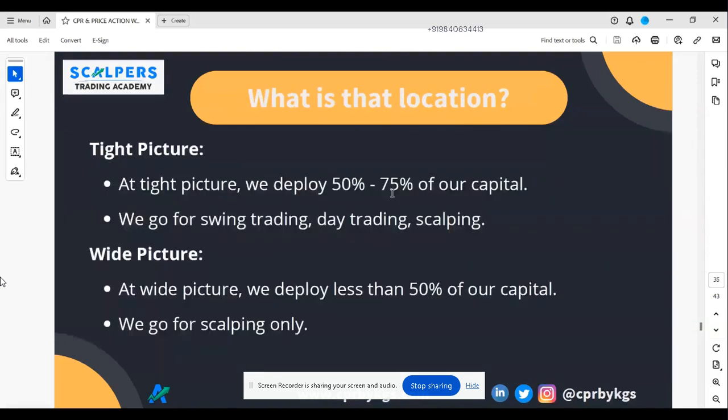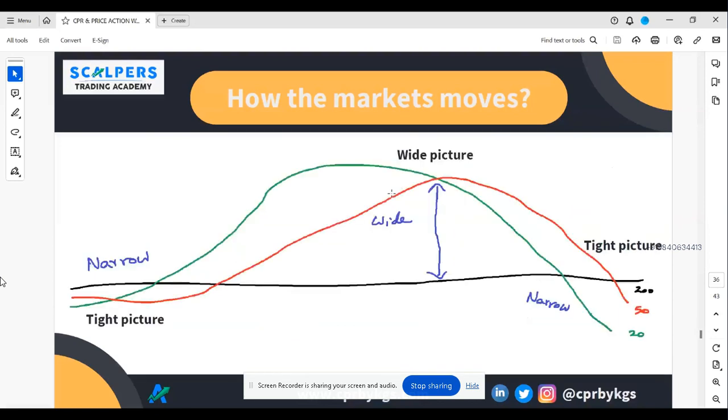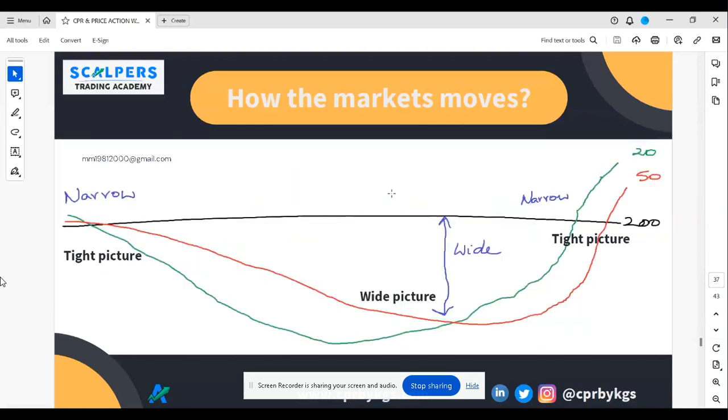So again, this is for uptrend and this is for downtrend. So this is how a downtrending market will look like. And this is how an uptrending market will look like. Clear?